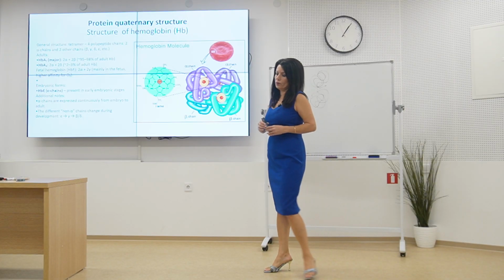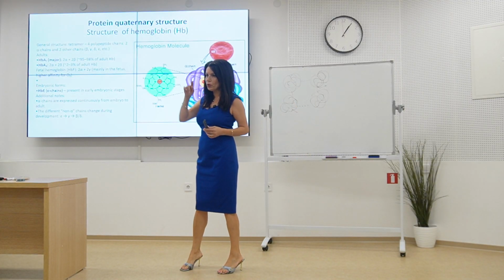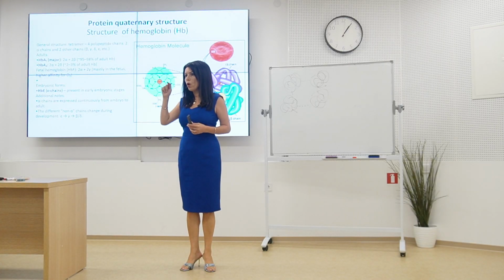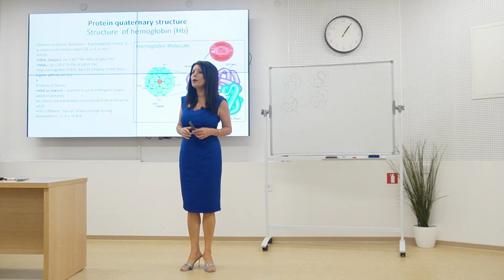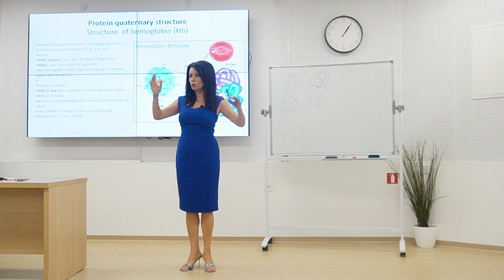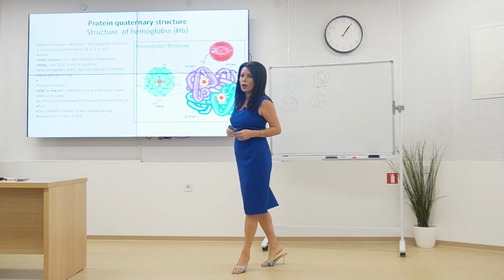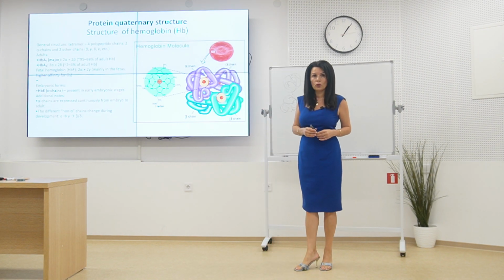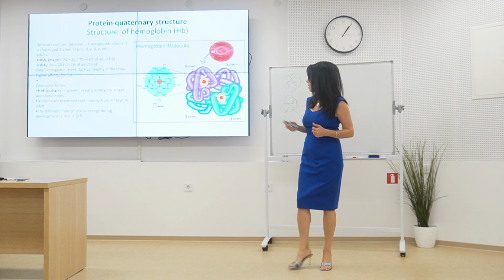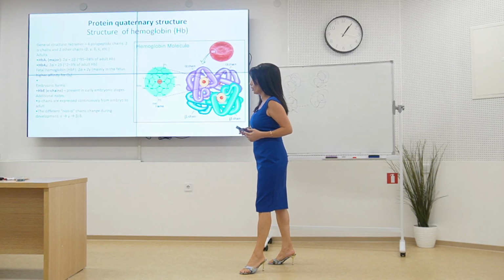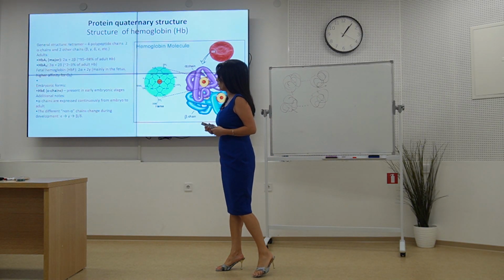If the iron turns to 3 plus, it won't be hemoglobin, but will be methemoglobin. This other structure with iron 3 plus is called methemoglobin and cannot transport oxygen and carbon dioxide. Only hemoglobin can transport oxygen and carbon dioxide.